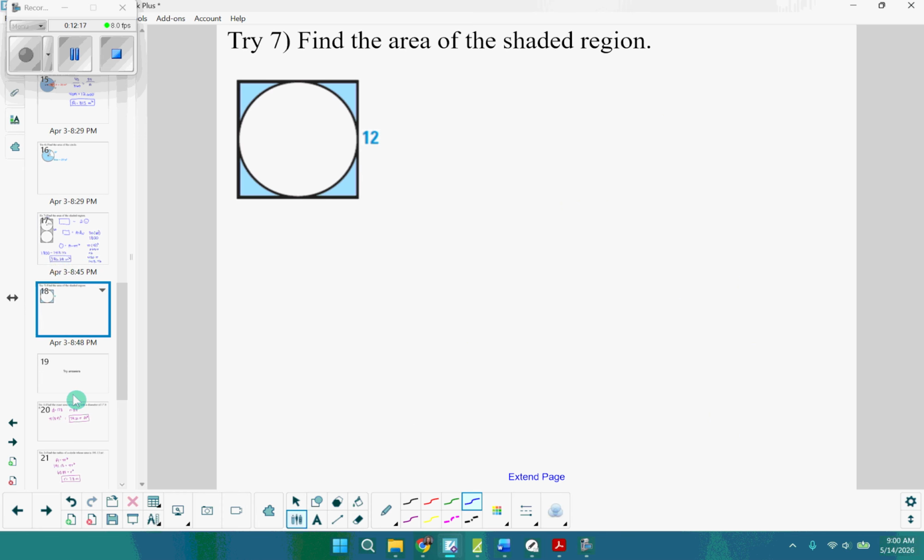So here's the final one for you to try. You can pause or end the video. The answer is posted in the blank notes. And that is section 11.2.